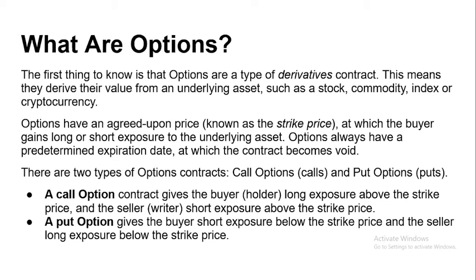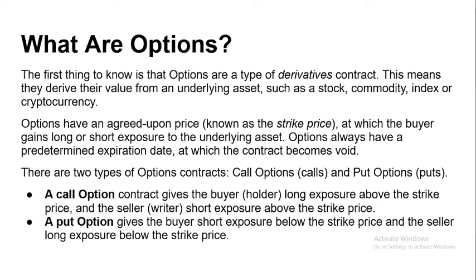So what are options? The first thing to know is that options are a type of derivatives contract. This means they derive their value from an underlying asset, such as a stock, commodity, index, or cryptocurrency. Options have an agreed upon price known as the strike price, at which the buyer gains long or short exposure to the underlying asset. Options always have a predetermined expiration date at which the contract becomes void.